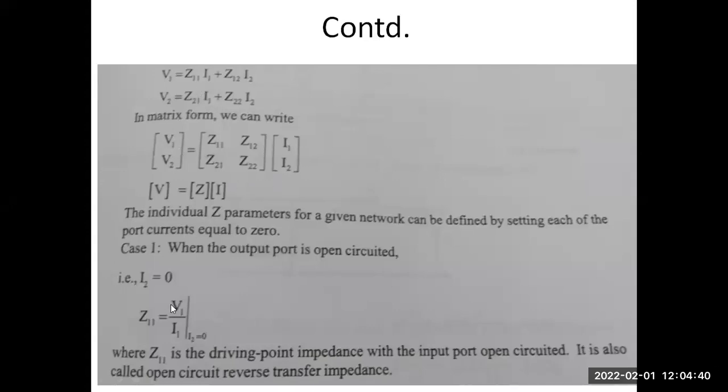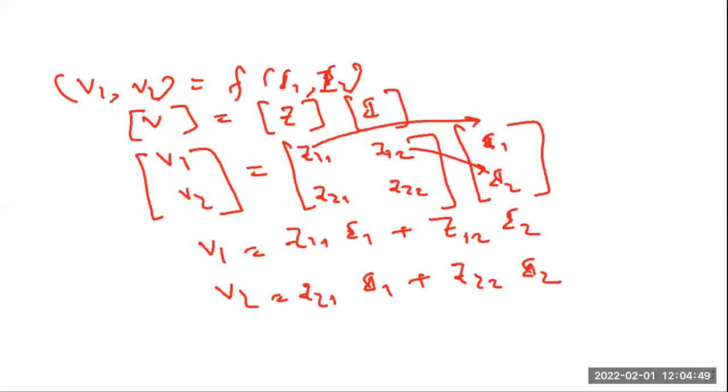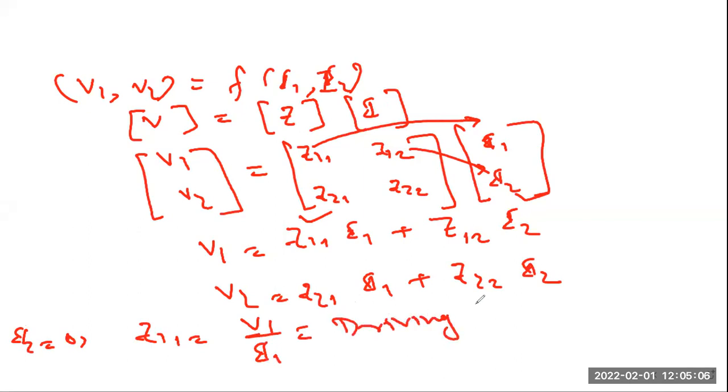Now we'll know what these parameters Z11, Z12 are. How can we calculate Z11? Z11 can be calculated if I2 equals 0. If I2 equals 0, then Z11 equals V1 by I1, and this V1 by I1 is known as the driving point input impedance.